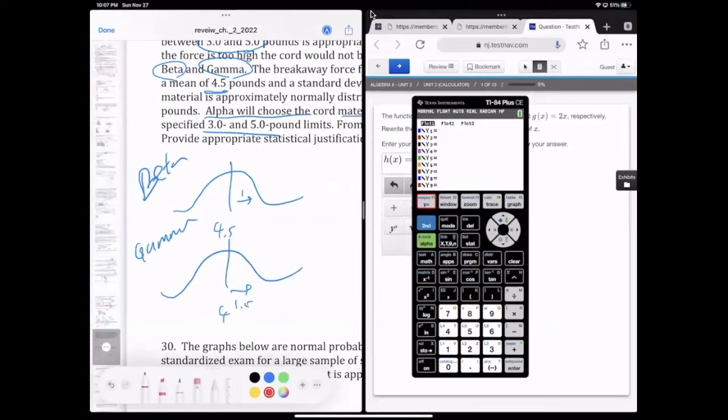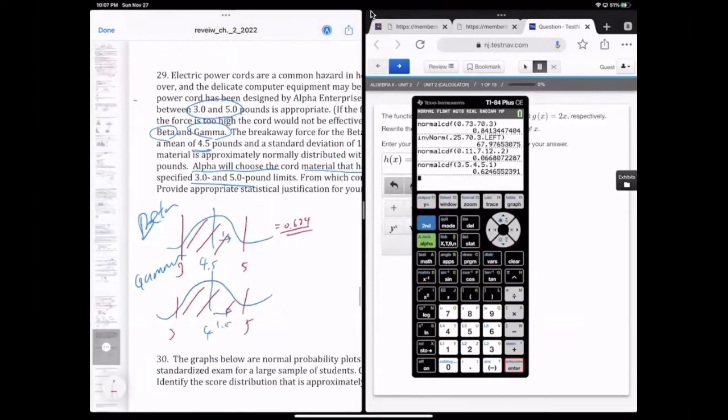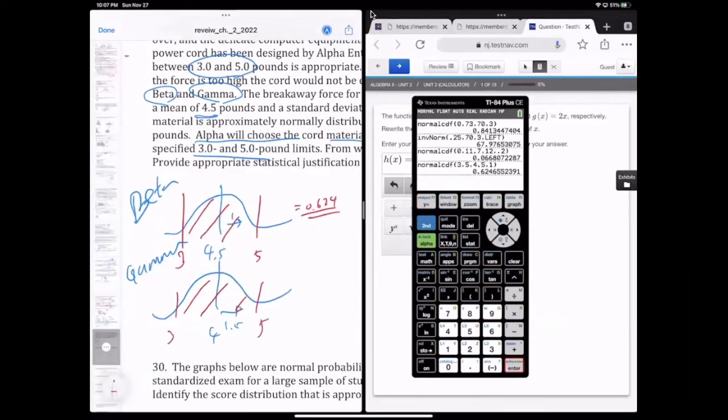In other words, we're using normal CDF from 3 to 5, the area within it. Going to normal CDF, we're doing lower, upper, with the mean and the standard deviation. That gives me about 0.624 for beta. Those are the pound forces that they need. Now, if I do the same thing, 3 to 5 with a mean of 4 and a standard deviation of 1.5, what you get is 0.495.